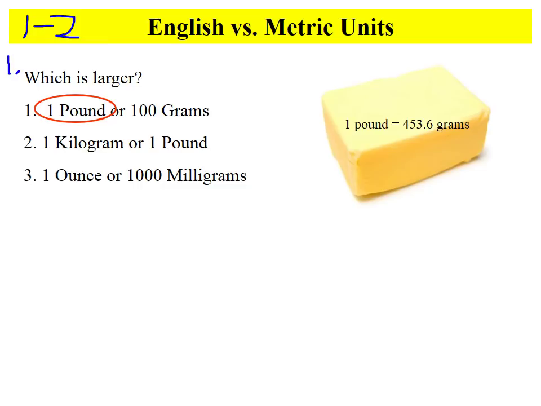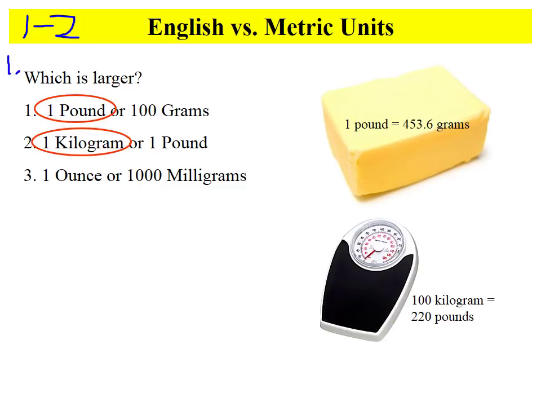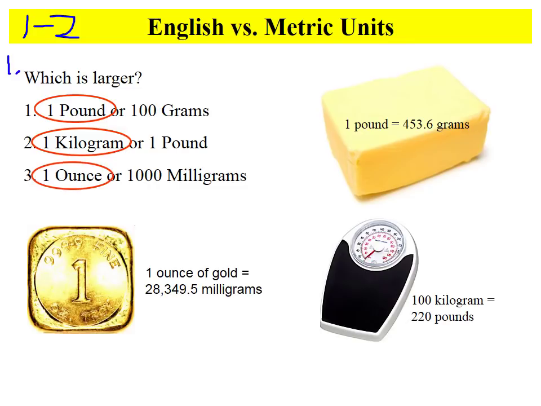It is equal to about 453.6 grams. For number 2, between a kilogram and a pound, a kilogram is larger. 100 kilograms are equal to about 220 pounds. And for the third part, 1 ounce or 1,000 milligrams, 1 ounce is larger.